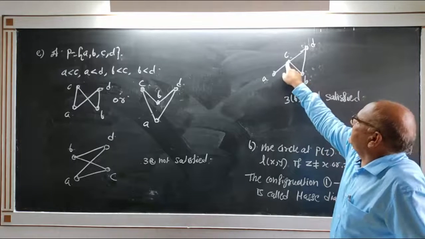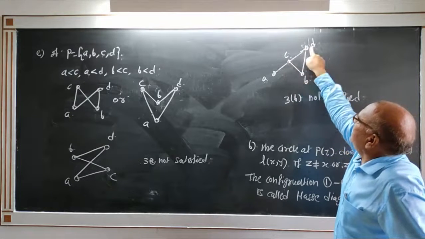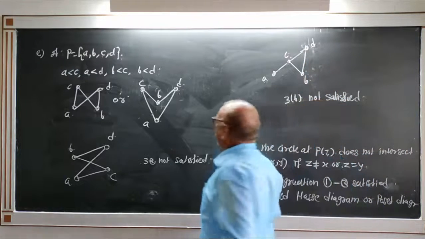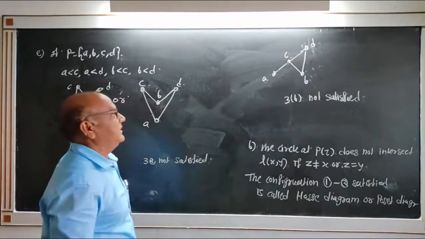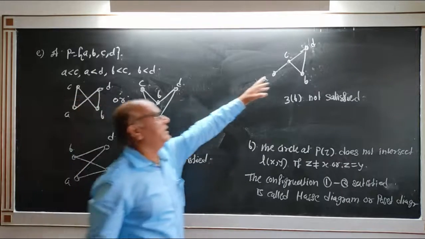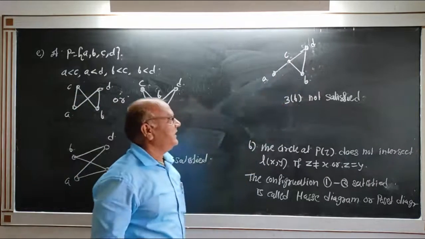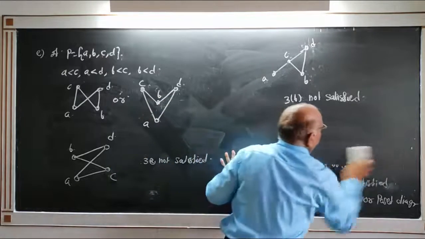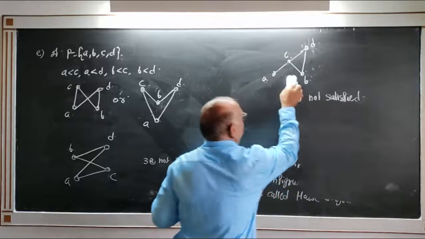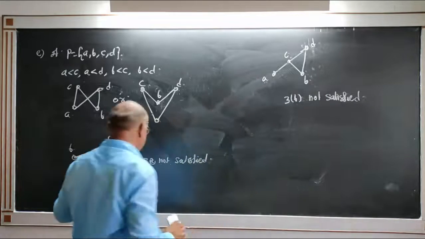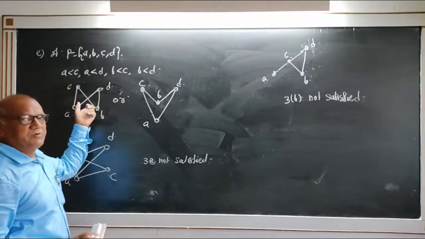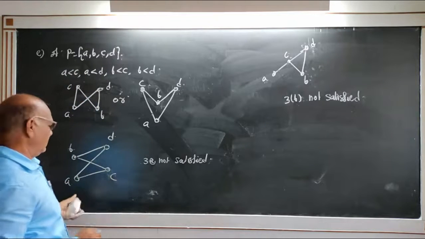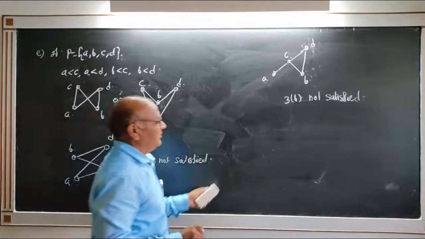Here, third B, B intersects A, and on the line A and D, B intersects A and D. So this is not a Pochette diagram. This is also not a Pochette diagram. This is a Pochette diagram for this set. Okay.